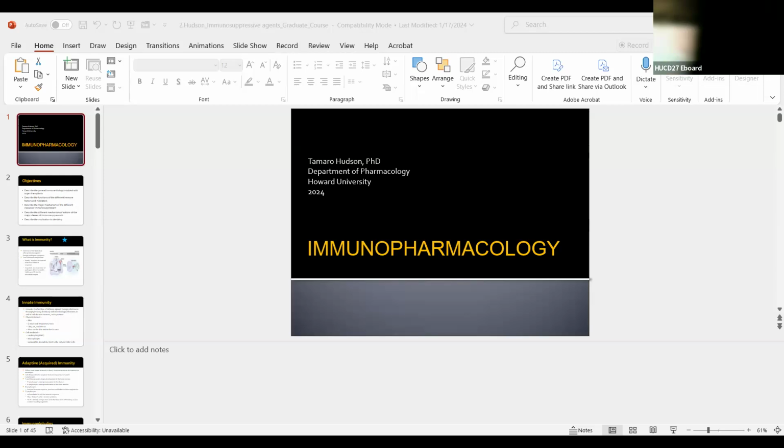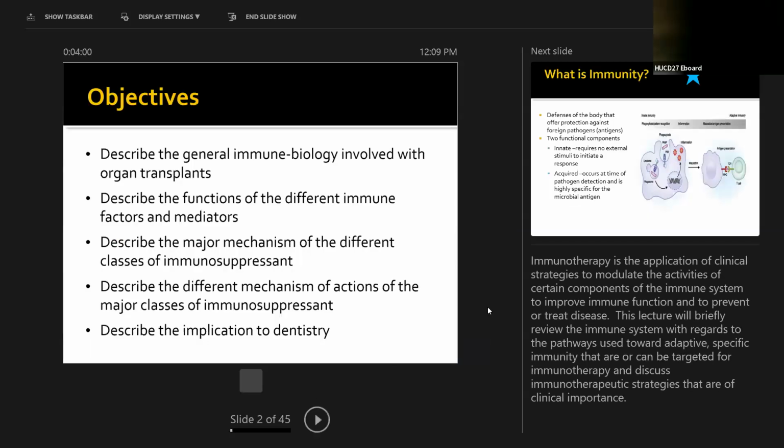Then describing the functions of the different immune factors and mediators is also going to be important for understanding where those mediators are positioned within the two systems we will discuss today, and describing the mechanisms of action of the major classes of immunosuppressants, which will be very pertinent to your exam. I may have some implications in dentistry towards the end. Then we'll get into the autocoids after we talk about the immunosuppressants. So those were the objectives that I'll discuss.